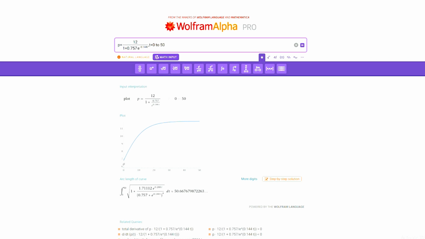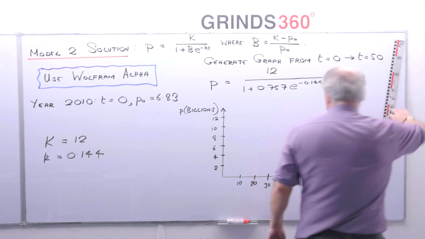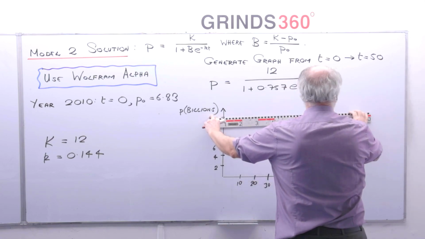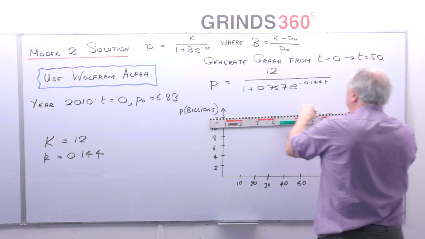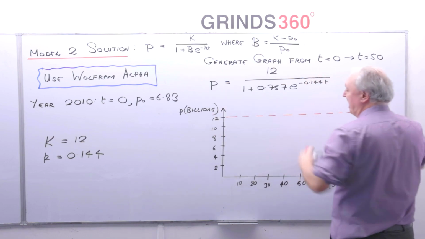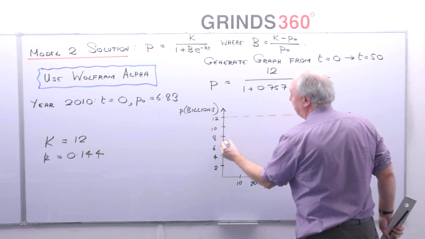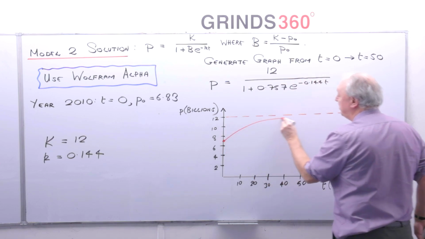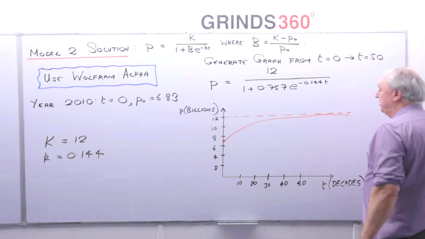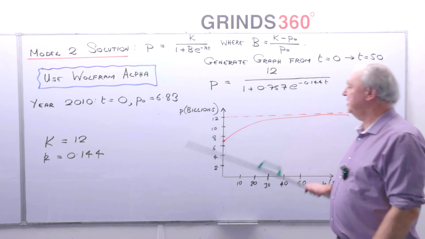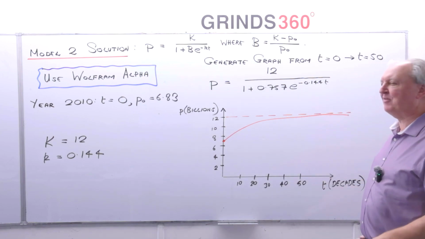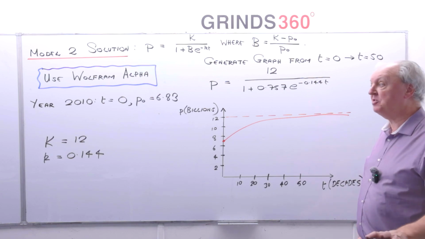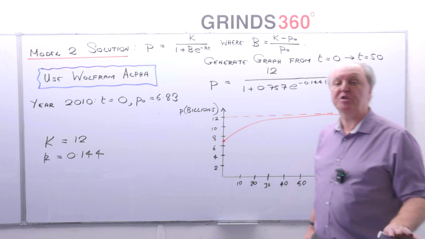So if I was to sketch my graph, which you will put into your project, there is a limit of carrying capacity of 12 billion. So if I draw that horizontal line across there, my graph starts at 6.8, about there. And so over my 50 decades, my graph goes like this, and it kind of hugs that carrying capacity 12 billion, but never quite reaches it. Right, so that's model 2. That is a pretty good prediction of how the Earth's population behaves.